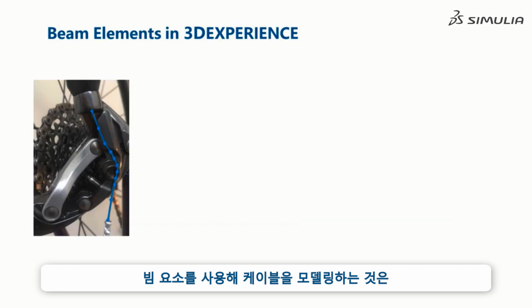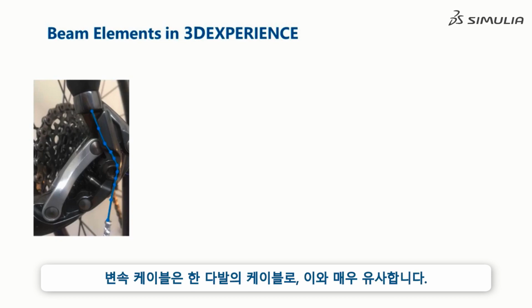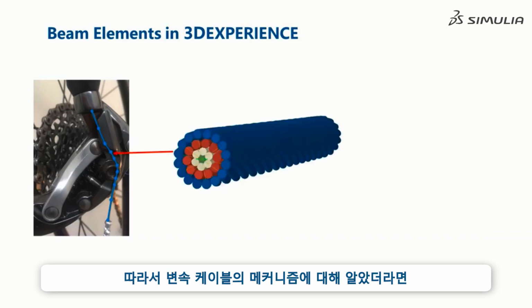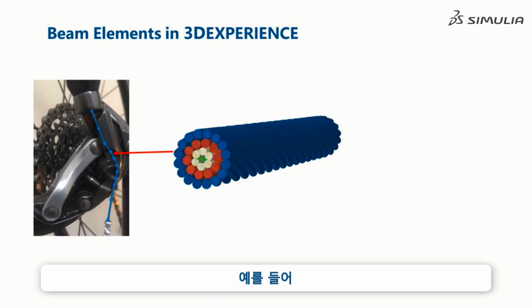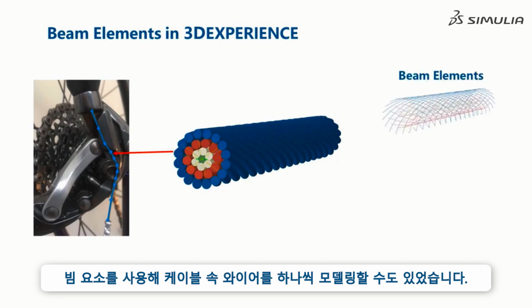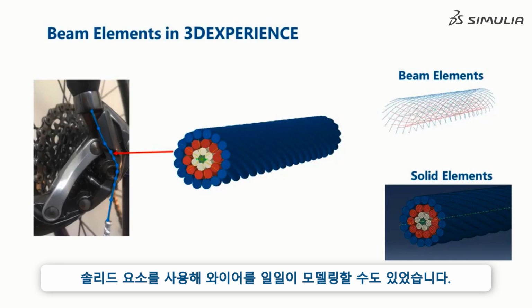At this point, it is worth pointing out that modeling the cable using beam elements was one of many choices that we could have made in our 3DEXPERIENCE simulation. The shift cable is actually a bundle of other cables, very similar to this. If we were particularly interested in what happens to the cable, we might have modeled the cable in more detail. We could have modeled each individual wire in the cable, using beam elements. Or, we could have gone to the extreme of modeling each wire with solid elements.